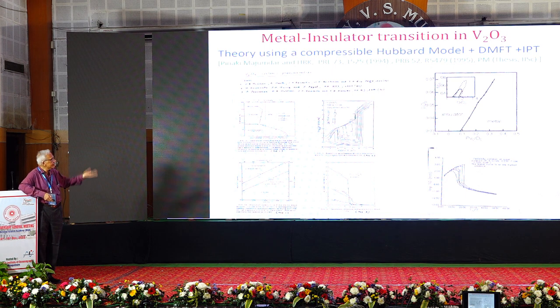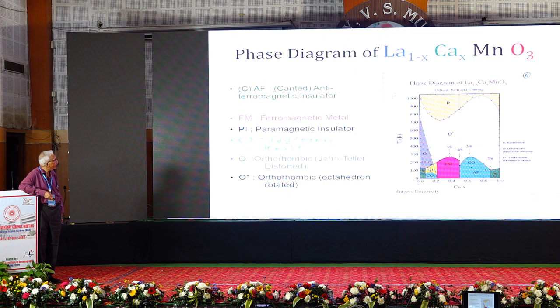It turns out that this is a very good way of solving lattice problems, and we've done a whole bunch of them. Here, for example, there's a metal-insulator transition in V2O3, where you can see that the resistivity jumps by orders of magnitude across some transitions, and by using the compressible Hubbard model, we could explain this. That's some work that I've done. I think I'm running out of time.